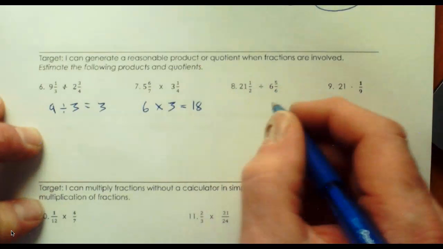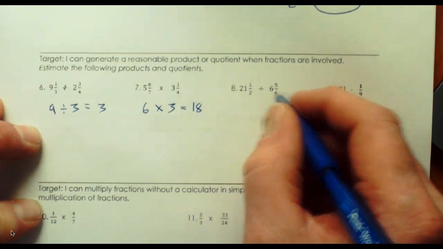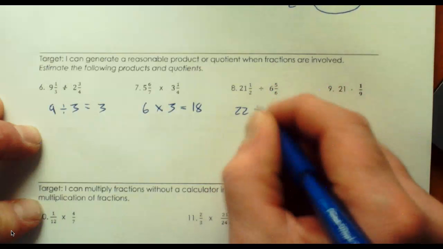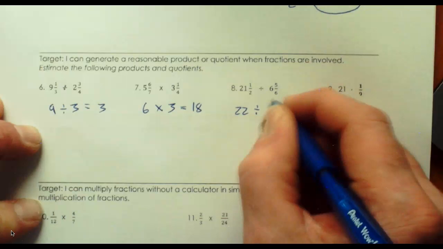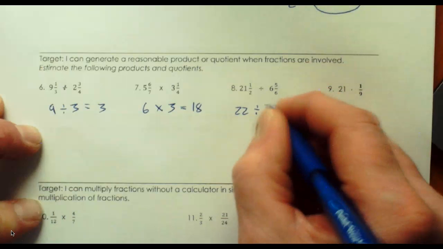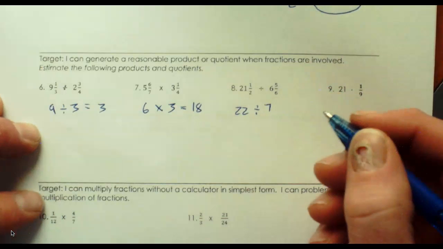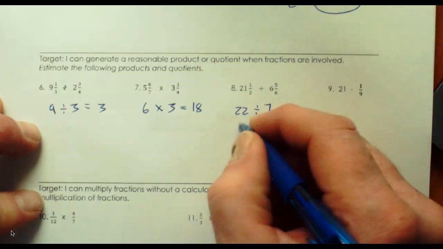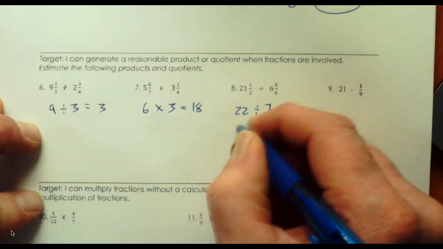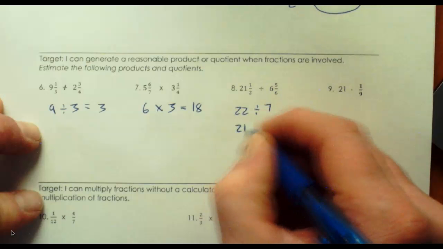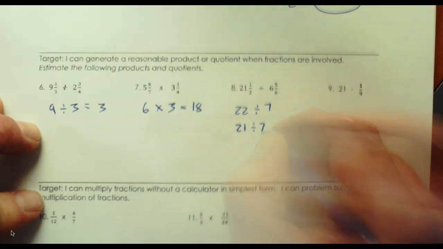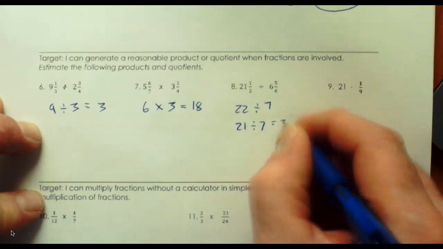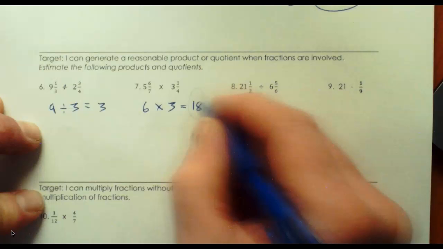21 1/2 divided by 6 5/6. Well, it's a half or more. I usually round up. So we have 22 divided by 6 5/6, which is about 22 divided by 7. Well, we don't have a basic fact that is 22 divided by 7 that I can just pull out of the air. So I'm going to use a compatible number, which would be 21 divided by 7. And 21 divided by 7 is 3. And I think that's a very reasonable estimate.